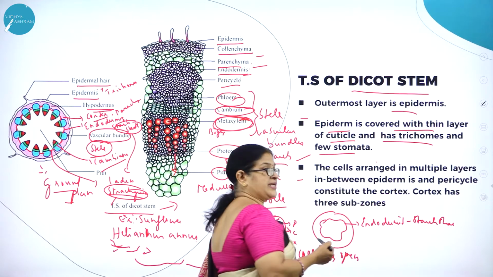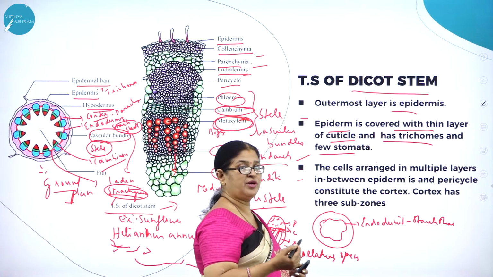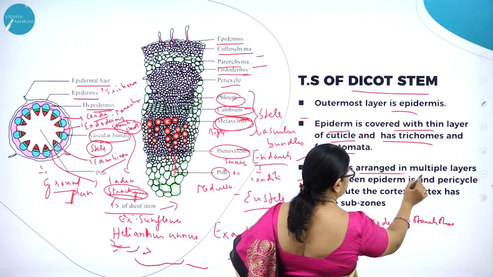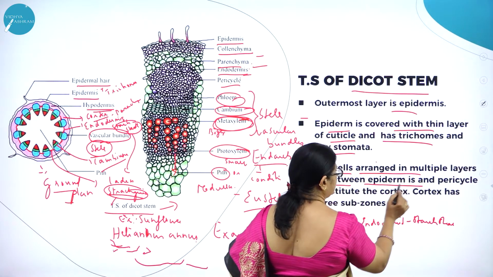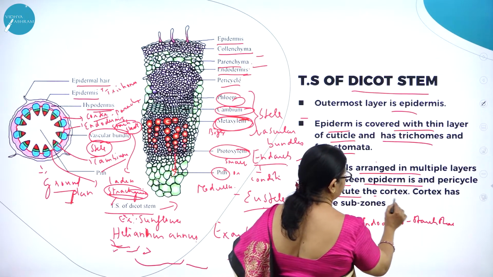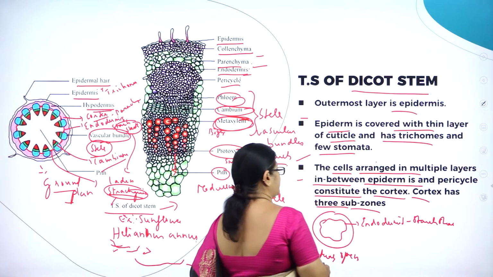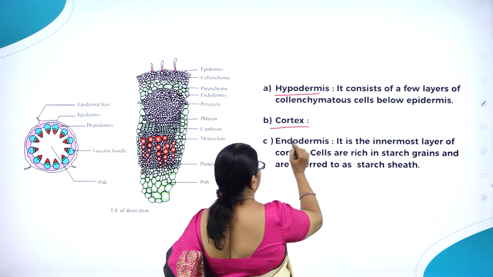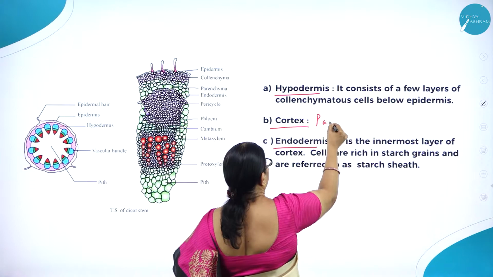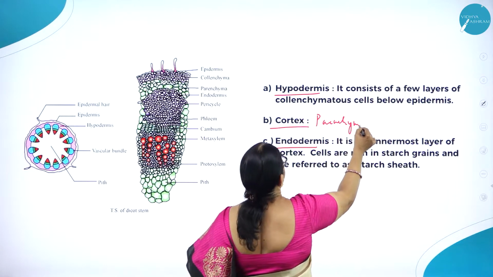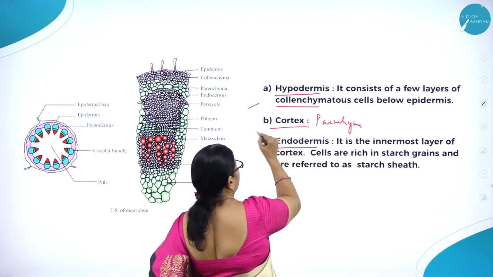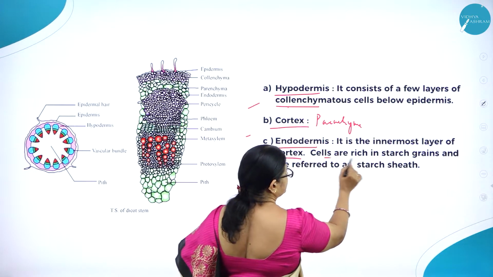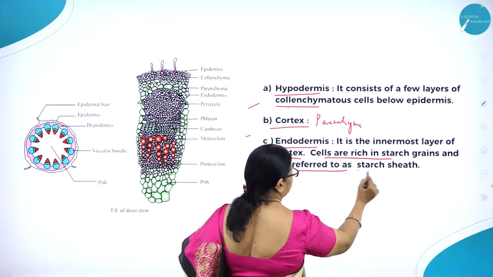So as I said, even stem is also involved in transpiration. The cells arranged in multiple layers in between epidermis and pericycle constitute the cortex. Cortex has 3 subzones. What are the subzones? Hypodermis, cortex, endodermis. Cortex is made up of parenchyma. Hypodermis is made up of collenchyma. Endodermis is the innermost layer of cortex. Cells are rich in starch grains and are referred to as starch sheath.